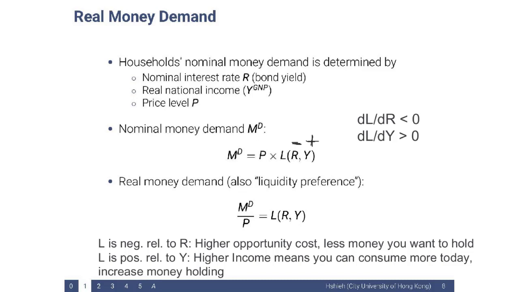R, therefore, should have a negative relationship with liquidity preference or money demand. Why does output matter? Well, output is a representation of income. If income changes, you can imagine many people will spend more money on goods and services. So just based on this characterization with two parameters, we can already establish a relationship between L and R and L and Y, right? R has a negative relationship with L, and Y has a positive relationship.